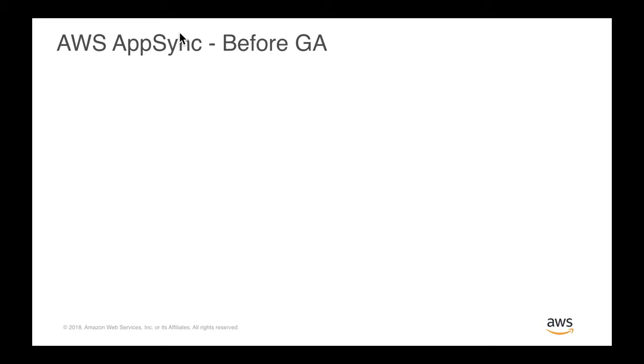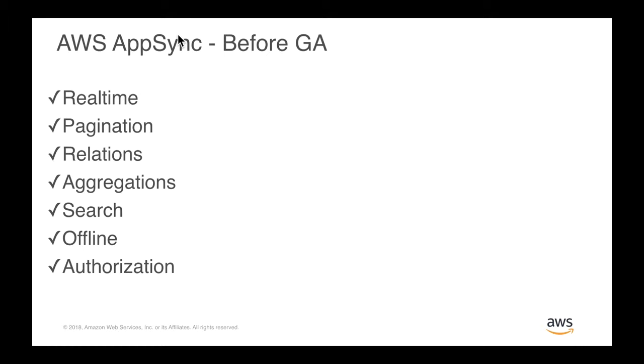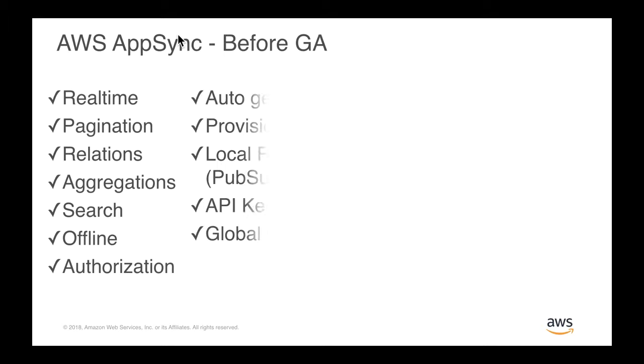Before we went GA, and we just went GA about, yesterday was actually 2 months ago, we launched with a whole lot of features. We had all sorts of stuff built in, like real-time with GraphQL subscriptions, automatic pagination, search capabilities, offline support, and authorization.